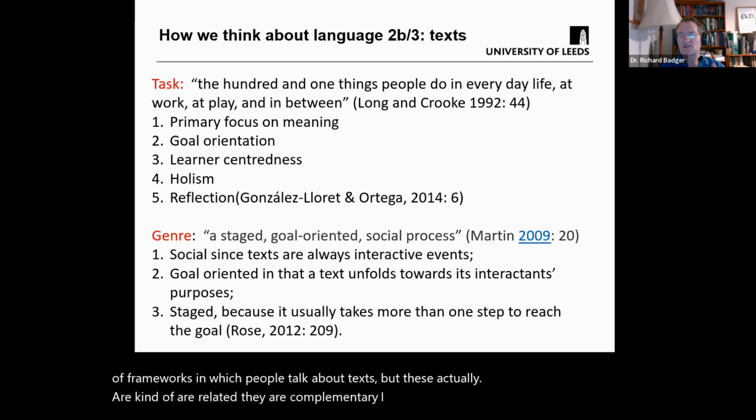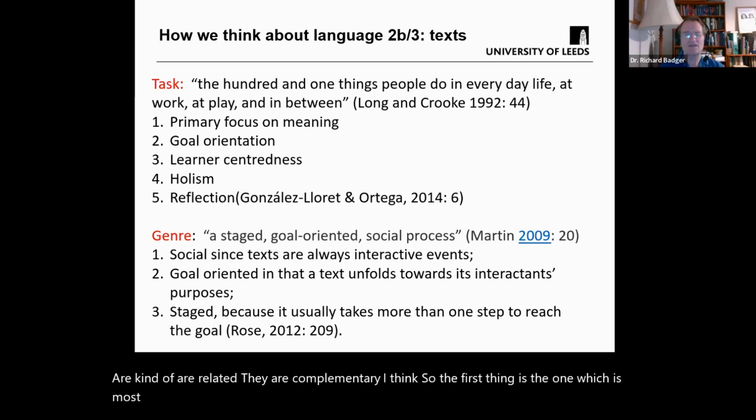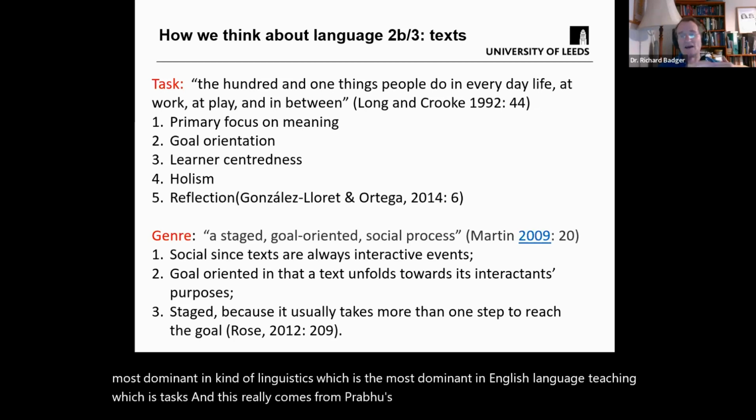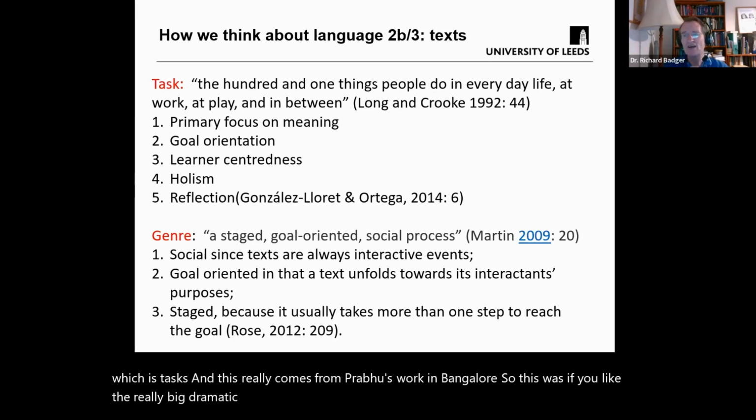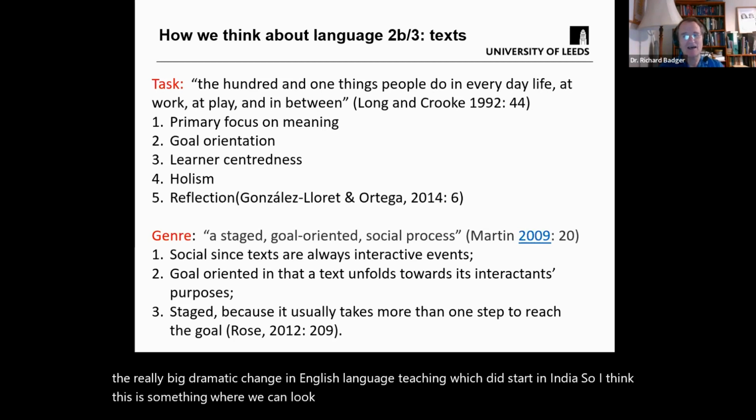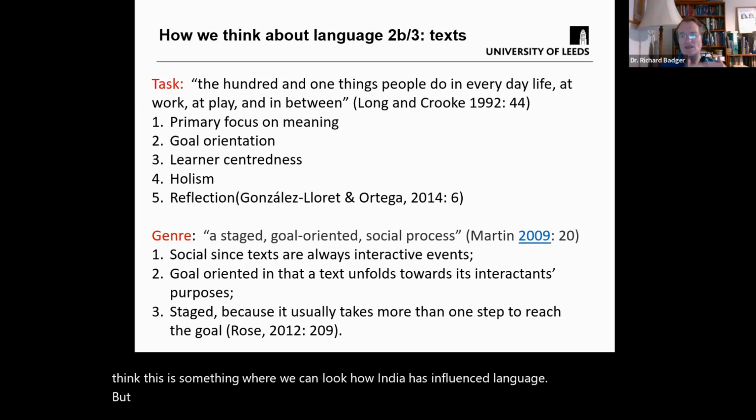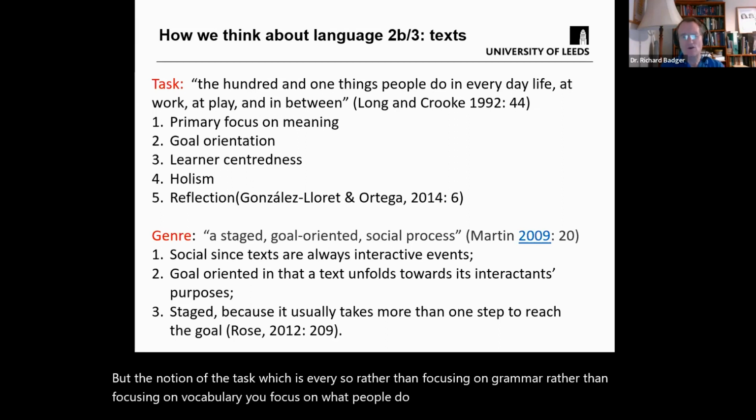So the first thing is the one which is most dominant in English language teaching, which is tasks. And this really comes from Prabhu's work in Bangalore. So this was the really big dramatic change in English language teaching, which did start in India. So I think this is something where we can look at how India has influenced language teaching. But the notion of the task is that rather than focusing on grammar, rather than focusing on vocabulary, you focus on what people do with language. So it's a functional view of language.